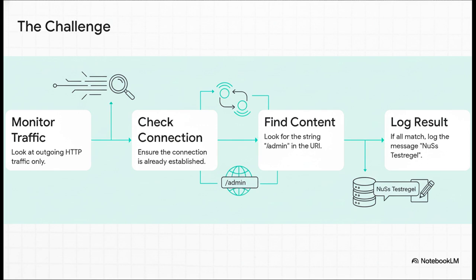We need to write a rule that's watching for a very specific thing. We only care about outgoing web traffic. We need to make sure the connection is already established. And then we're looking for the specific string /admin somewhere in the URL. If all of those things are true, we need to log a specific message.